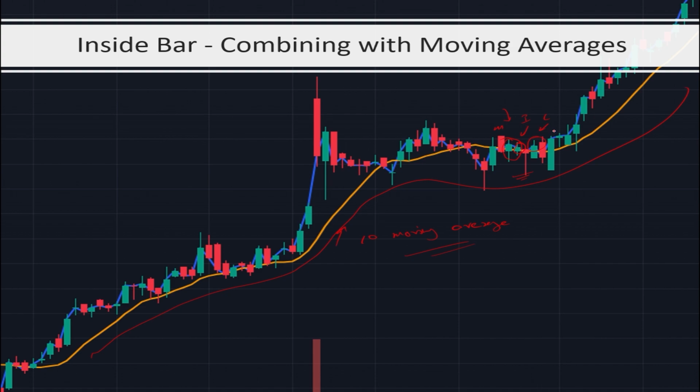When we have all three, and there is a good 10 period moving average, you can surely take a trade over here. This is a trading area, and the stop loss can be placed just over here. So this can be your stop loss.